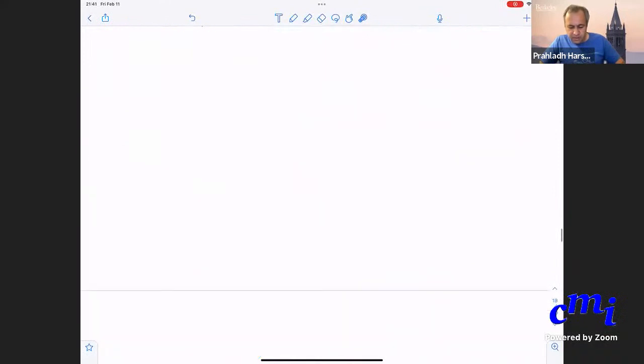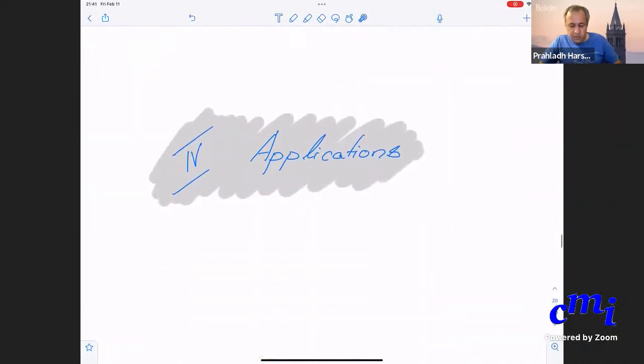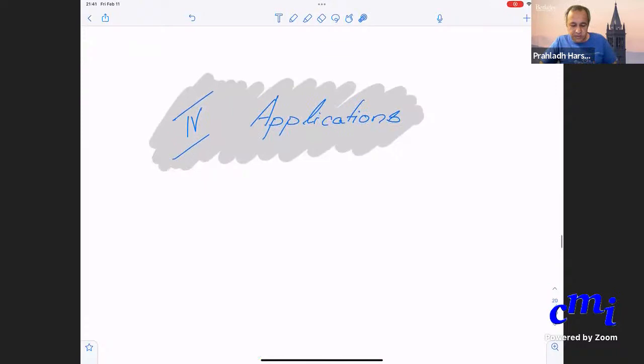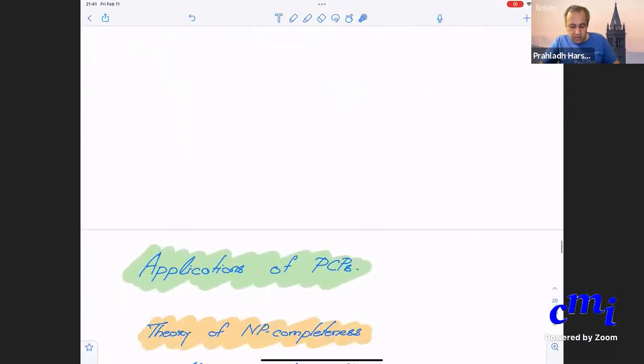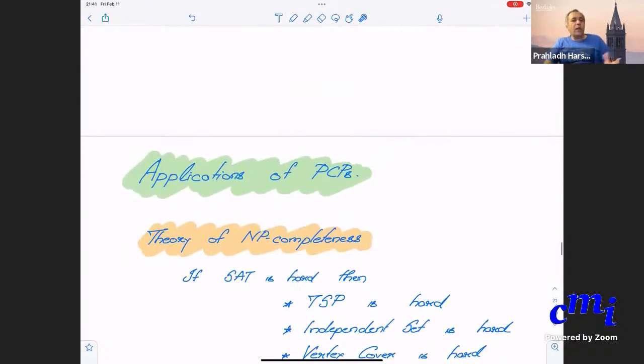Okay, but let's start with some applications. Now I'm reversing the order. I'll do the applications first and then get to the details. So why are such PCPs useful?